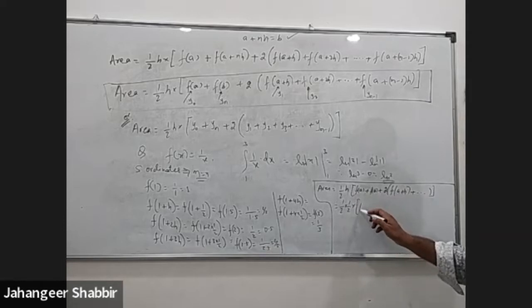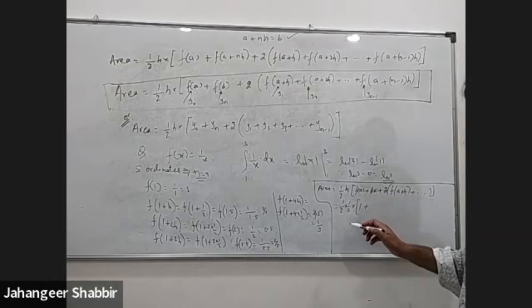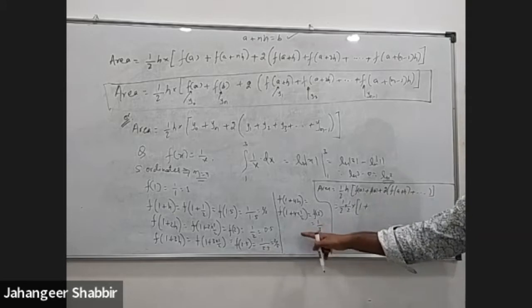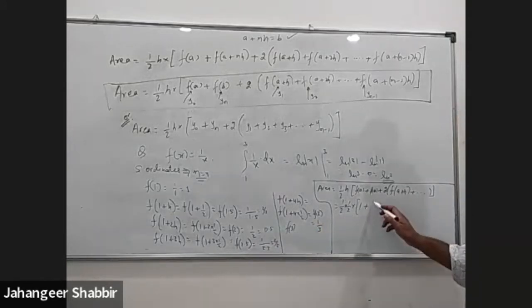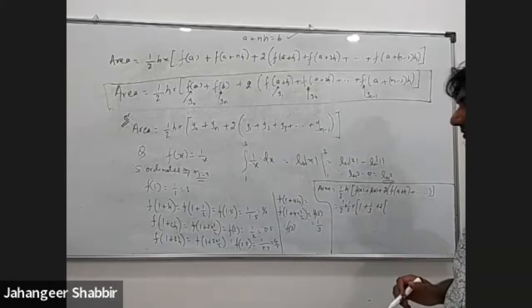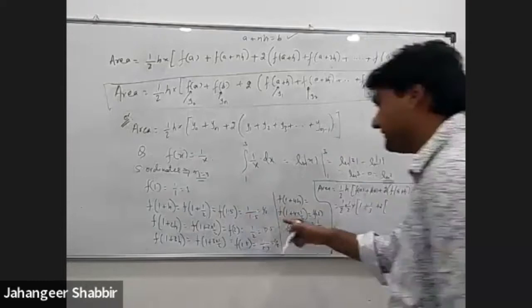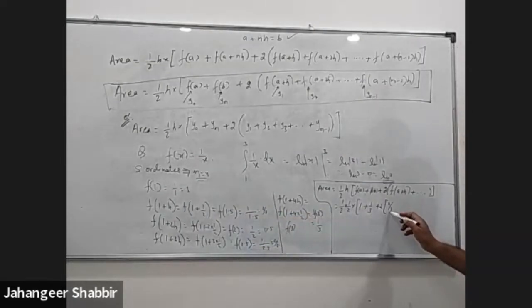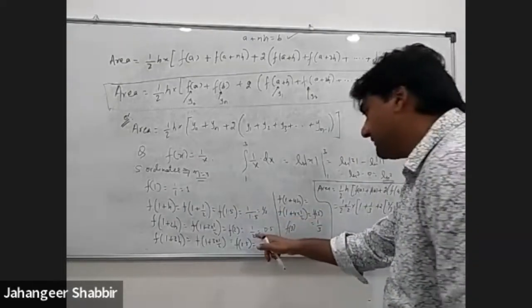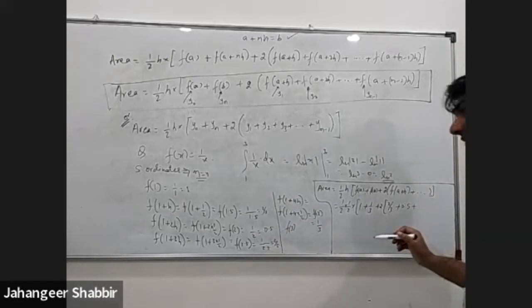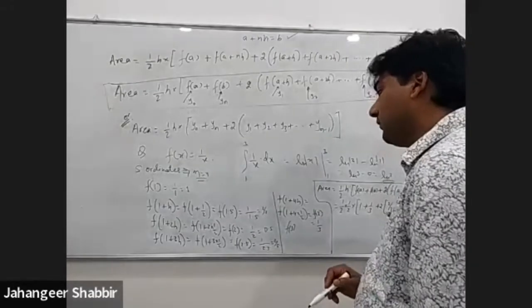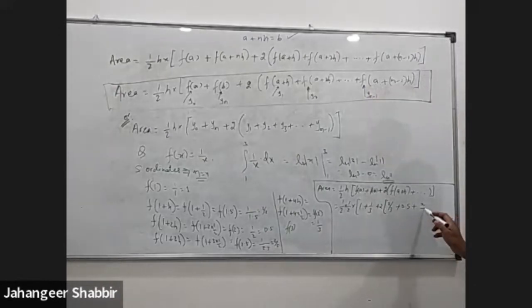F of a means 1. F of b, that is this one, third. F of 3, right? This is f of 3. So 1 over 3. Then 2 times f of a plus h, like 1 plus 2 by 3, 2 by 3. Plus 0.5. And f of 1 plus 2h, 0.5. And f of 1 plus 3h, 2 by 5.